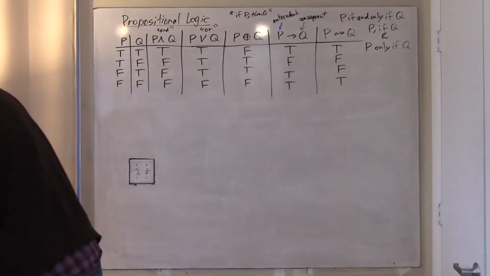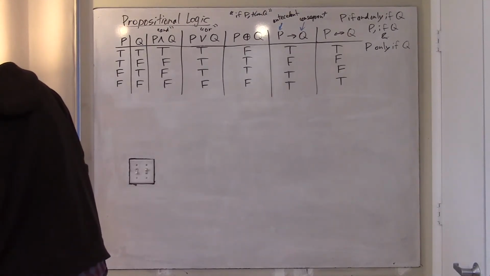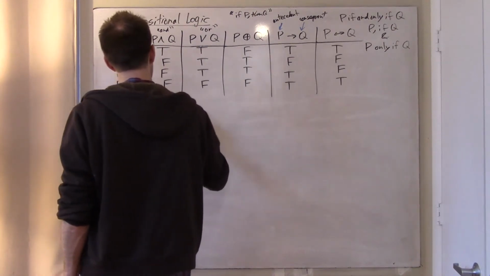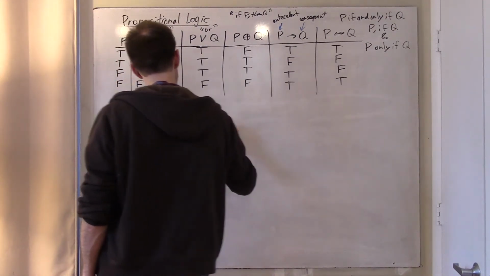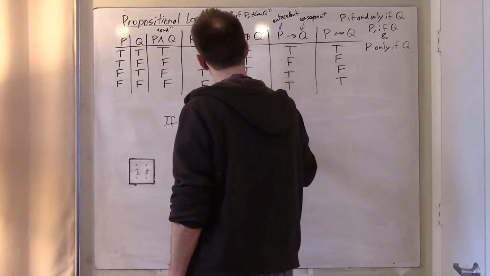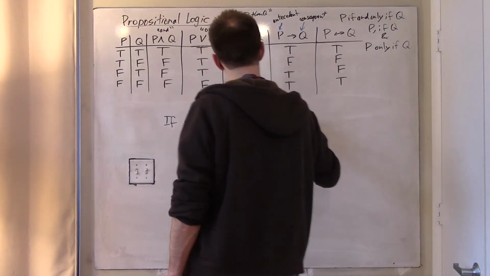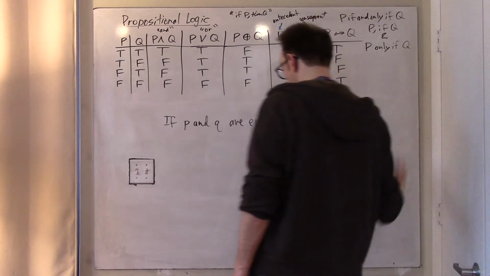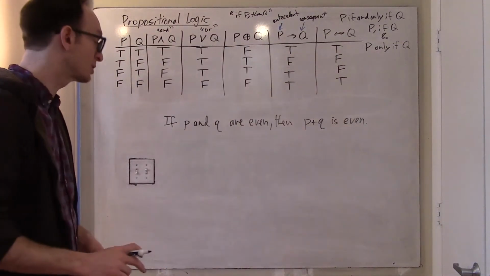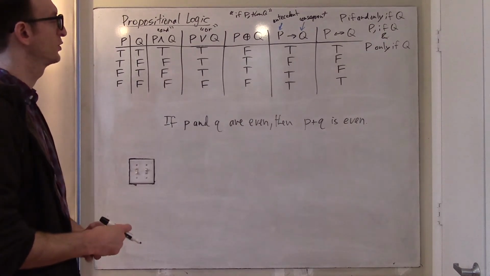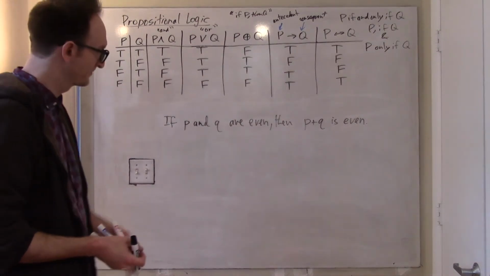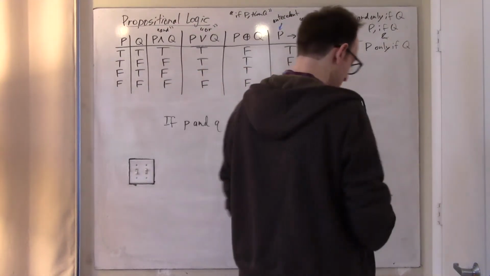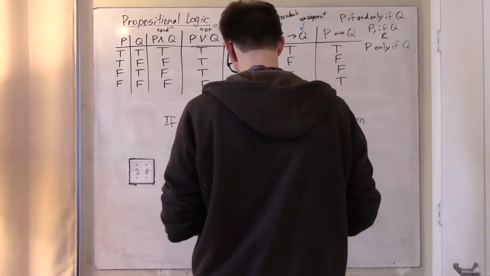So here is a sentence of English. If P and Q are even, then P plus Q is even. Okay, so this is my conditional. First of all, is this conditional true or false? I guess it's just true, right? Whenever two numbers are both even, then their sum is also even. So I declare this sentence true.